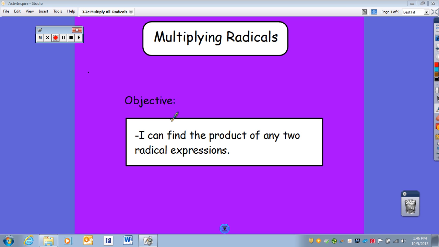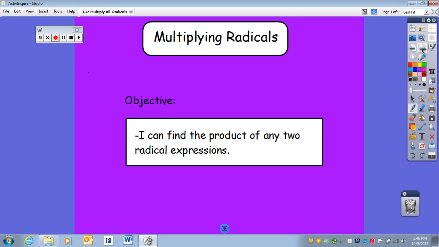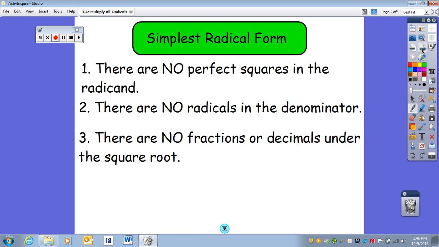In this lesson, we are going to be multiplying radicals. We will be able to find the product of any two radical expressions. Remember the rules that there are no perfect squares to be left under the radicand, there are no radicals to be left in the denominator, and there should be no fractions or decimals under the square root.